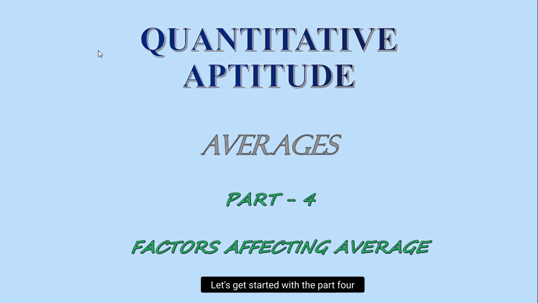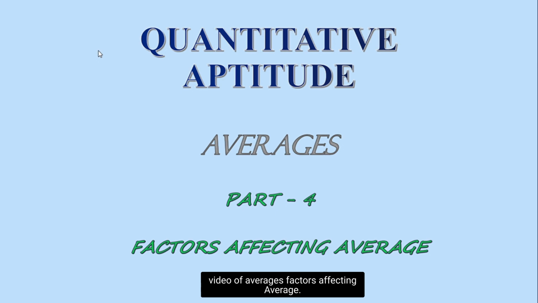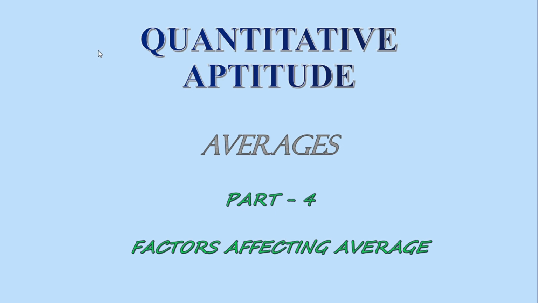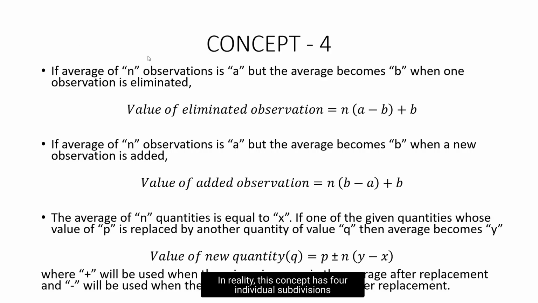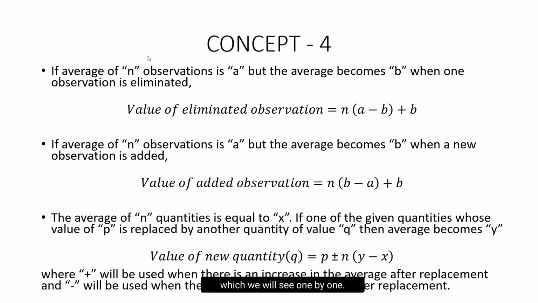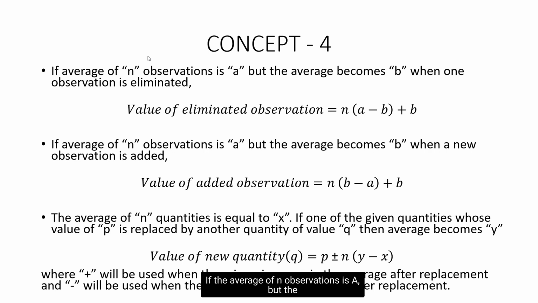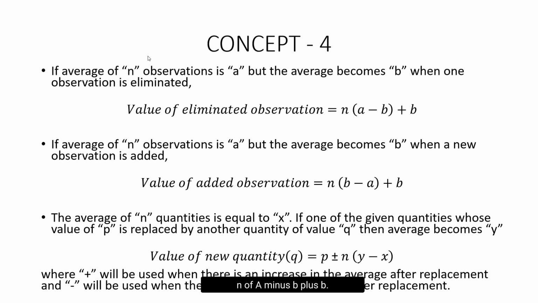Let's get started with the part 4 video of averages, factors affecting average. This concept has 4 individual subdivisions which we will see one by one. If the average of n observations is A, but the average becomes B when one observation is eliminated, then the value of the eliminated observation can be determined using the formula n of A minus B plus B.